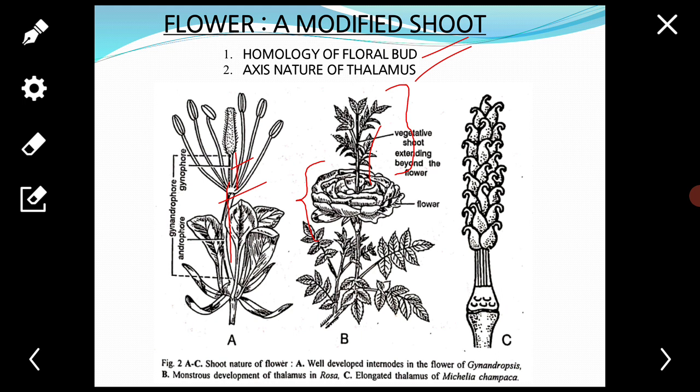Third, that is the elongated thalamus. In some primitive families like Magnoliaceae and Annonaceae, the carpel bearing region of the thalamus elongates like an ordinary stem during the formation of aggregate fruits. Example: Michelia champaca, Polyalthia longifolia.